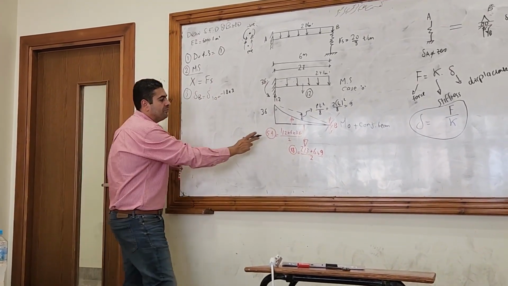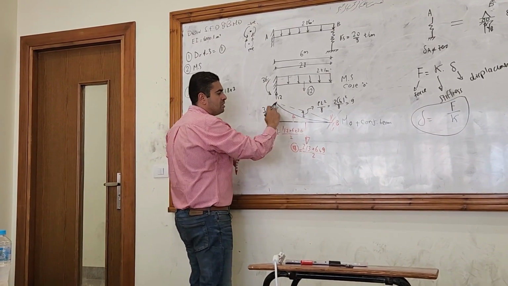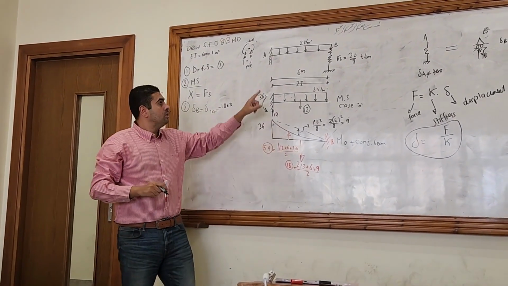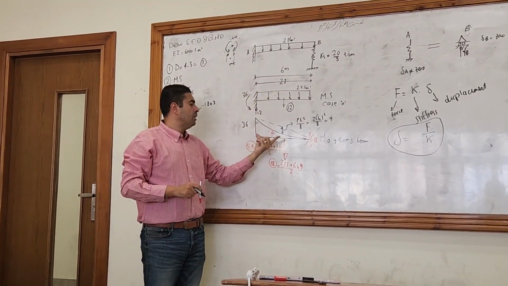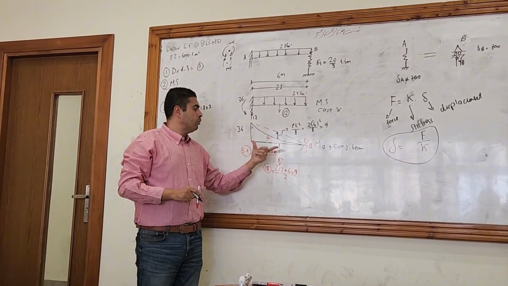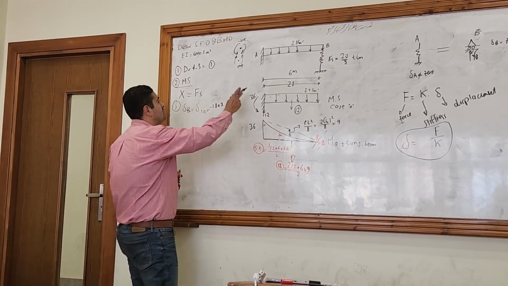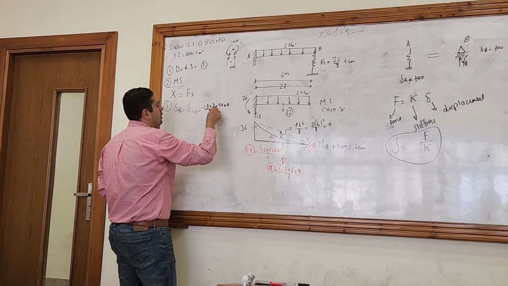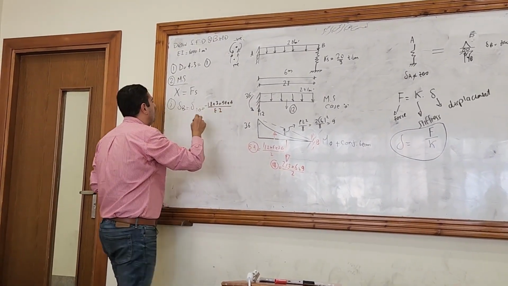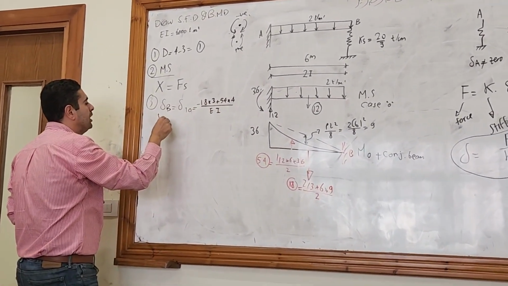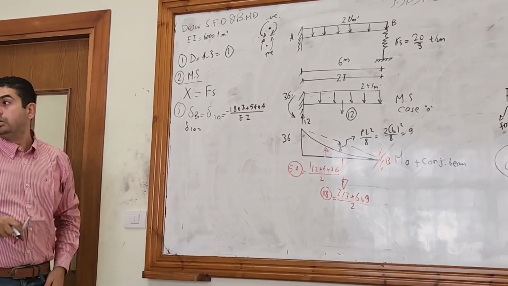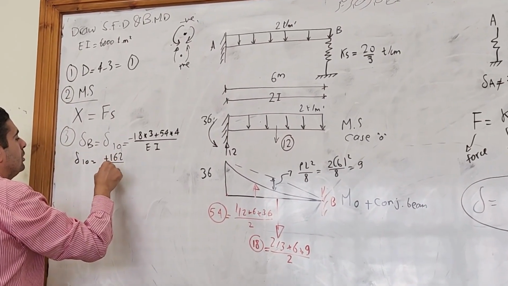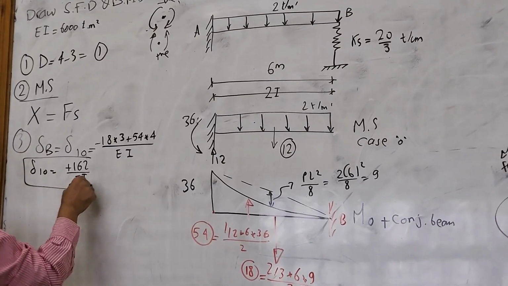What about the 54? 54 times, this is the CG of the triangle, which is 1/3 and 2/3. So the 6 meters will be 2 here and 4. So 54 times 4 with a positive sign, 54 times 4, divided by EI. So delta 1 node here will be equal to positive 162 divided by EI.